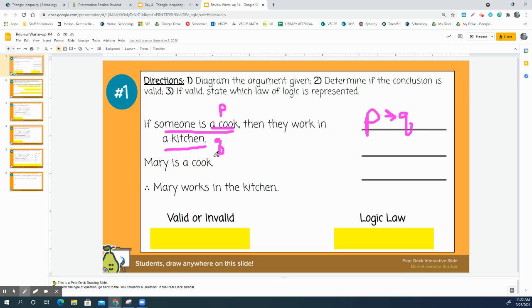So I've got a cook and a cook, so that's P. And then I've got Mary works in the kitchen, Mary works in the kitchen, that's Q. These are two separate sentences. I have detached them and kept the same order, so they are valid, right? I think 100% of people got that correct.